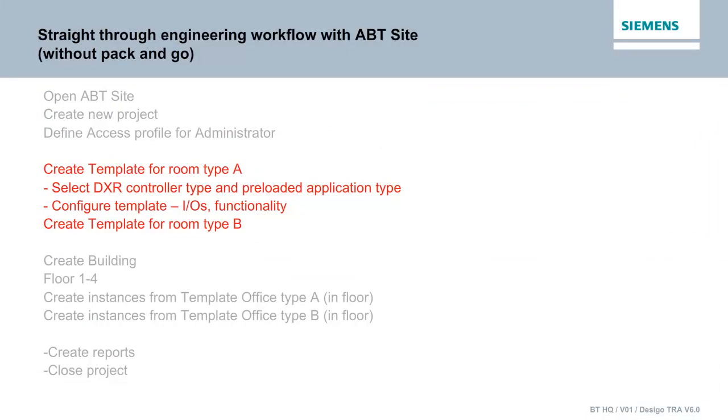Now we create a template for the office type A. We select a DXR2 automation station, which contains the necessary functionality. After we define the office type A, we are going to define office type B.